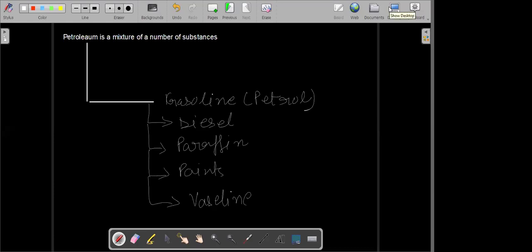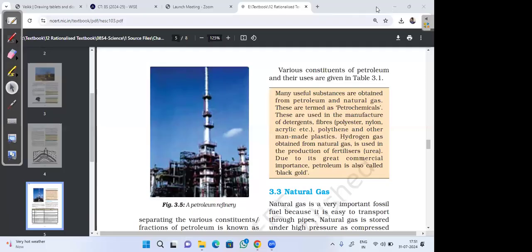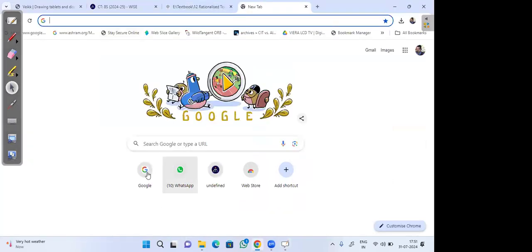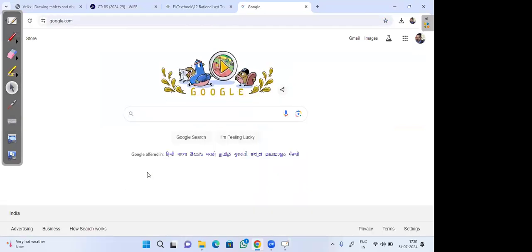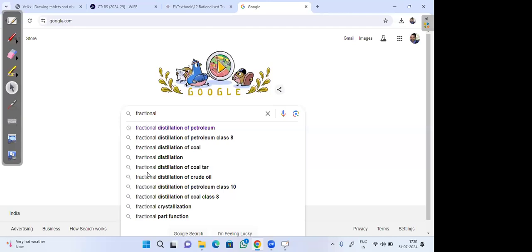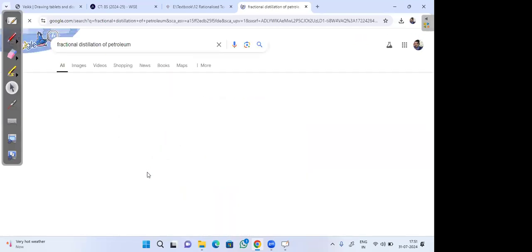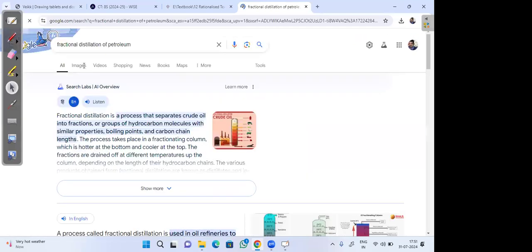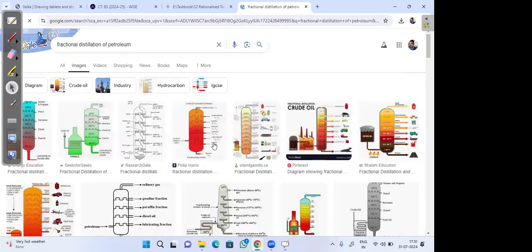For petroleum, we are using fractional distillation, whereas for coal, we use destructive distillation. I'll show you how fractional distillation of petroleum happens.